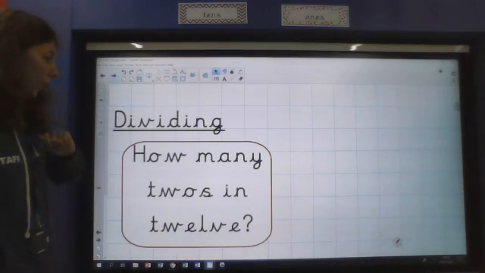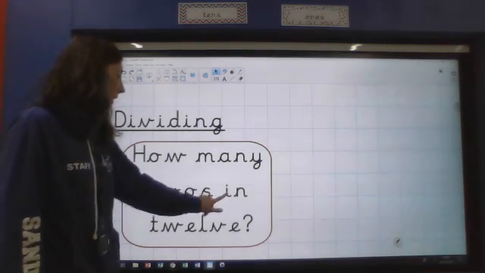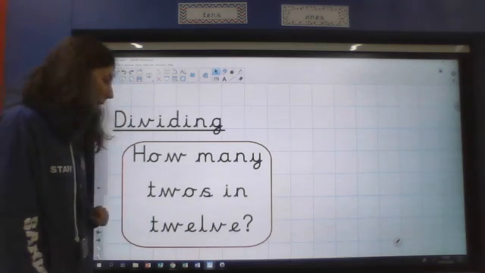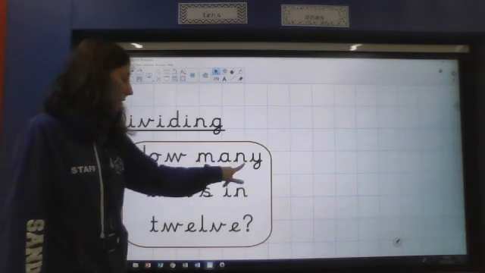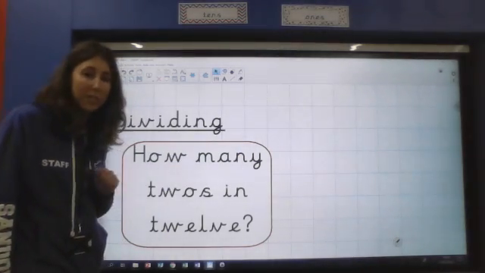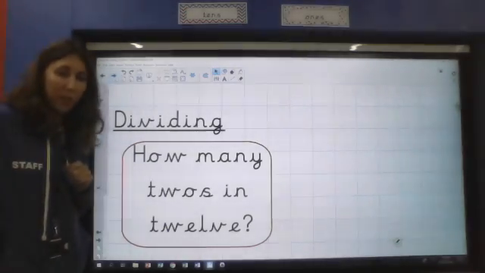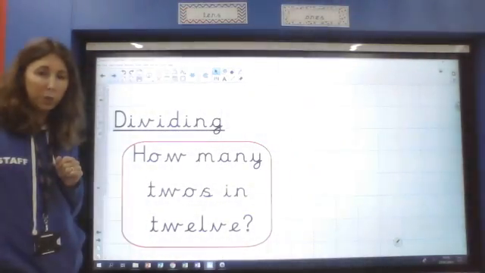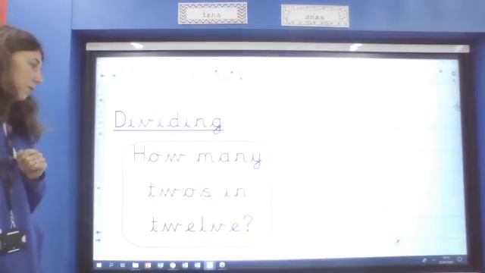Okay, see if you can have a go now at this one. How many 2's in 12? If you're in my phonics, that's one of our tricky words for this week, isn't it? Many. How many 2's in 12? Pause the video. See if you can write down the calculation we would need to do, and see if you can solve it.